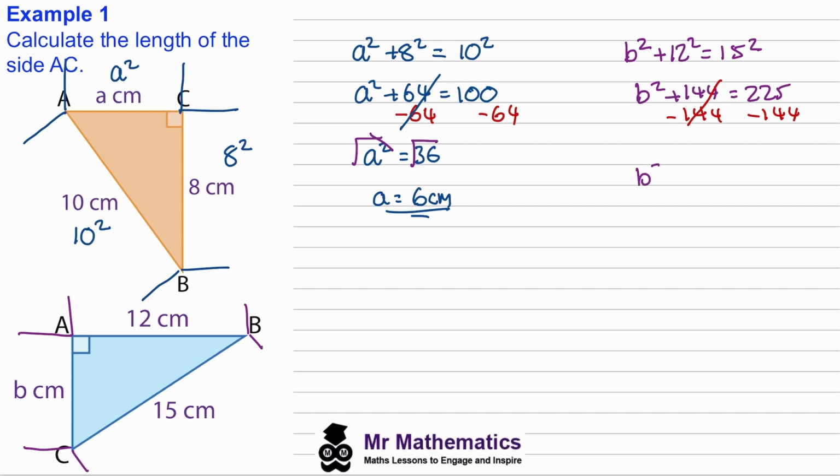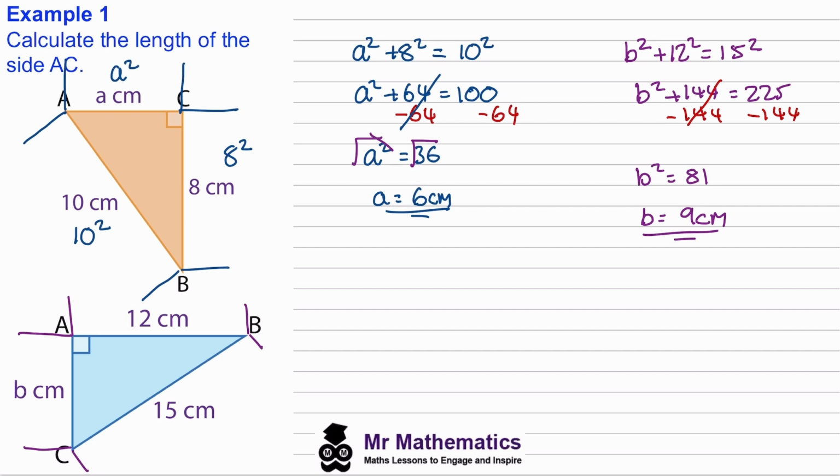So if we take away the 144 from both sides, these two will cancel. So we'll get B squared will be 225, take away 144, which is 81. So the area of this square will be 81 centimeters squared. And then to find the length, we'll take the square root of 81. So B will equal 9 centimeters. How did you get on with that?